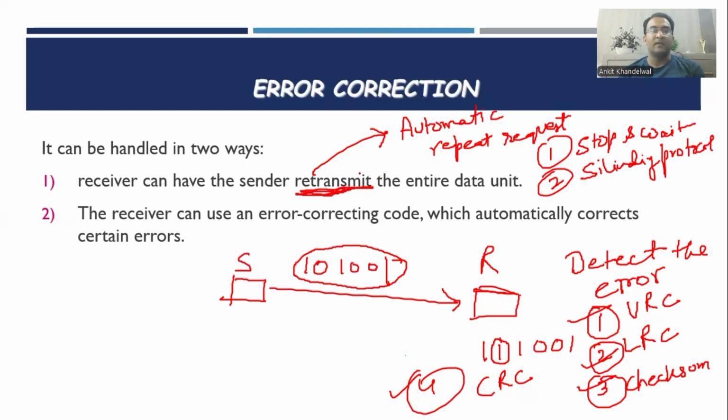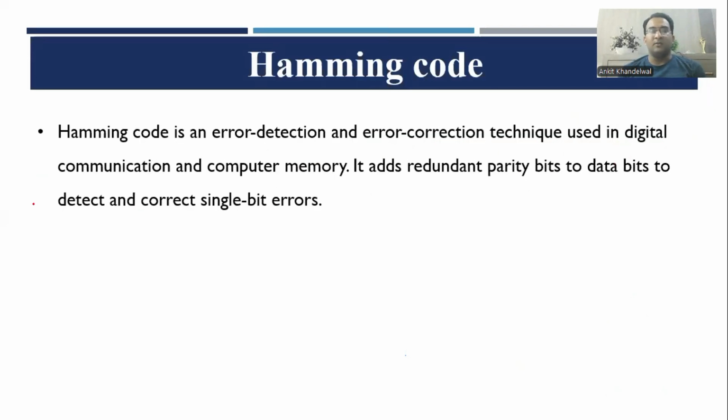So this is the technique which is used for retransmitting the entire data unit when there is an error in the data. And the second situation is that the receiver can use an error correcting code which automatically corrects certain errors. So today we are having the discussion on this particular technique, how the error can be detected and how the error can be corrected. In this lecture, we are going to have a single bit error detecting and error correcting code. The code which we are going to use here is the Hamming code.